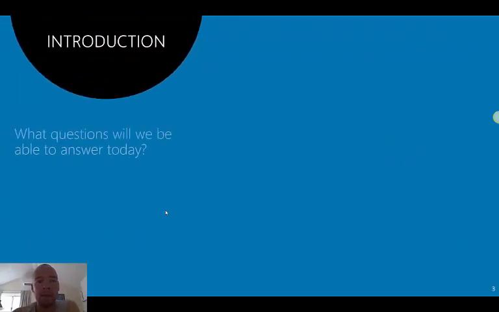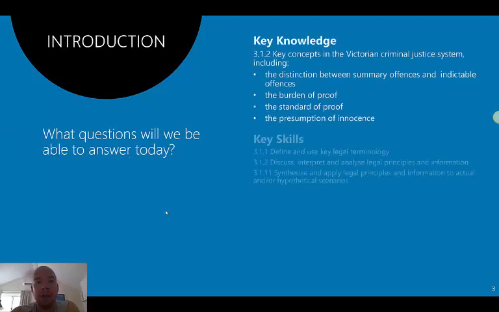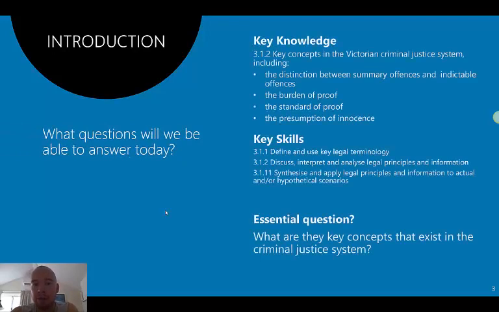As I said, today we are at Key Knowledge Point 2 of Area of Study 1 of Unit 3, which are the key concepts in the Victorian criminal justice system. Why I've circled the word concepts there is that the language that we see in the study design is the language that we can expect to see reflected in an exam.